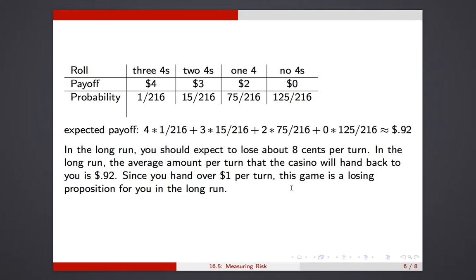So here's one example of an application of expected value. We now have applied it to gambling, and we've given it a different name, but it's the same idea, expected payoff. So again, you hand the casino $1 per turn, they hand you back 92 cents per turn in the long run. That's bad for you.